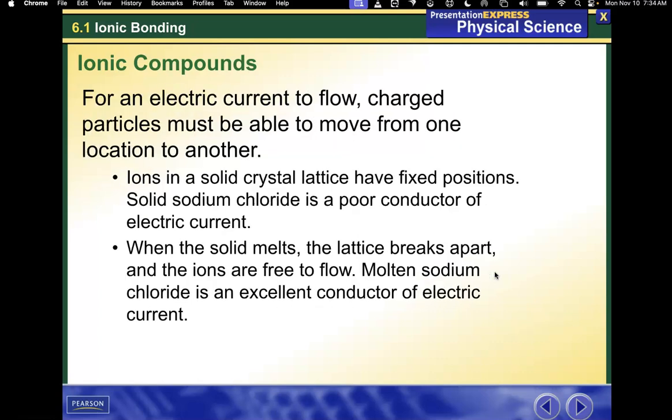For an electric current to flow, charged particles must be able to move from one location to another. Ions in a solid crystal lattice have fixed positions. Solid sodium chloride is a poor conductor of electric current, but when the solid melts, the lattice breaks apart and the ions can move. So once the ions can move, this melted sodium chloride is a great conductor of electric current.